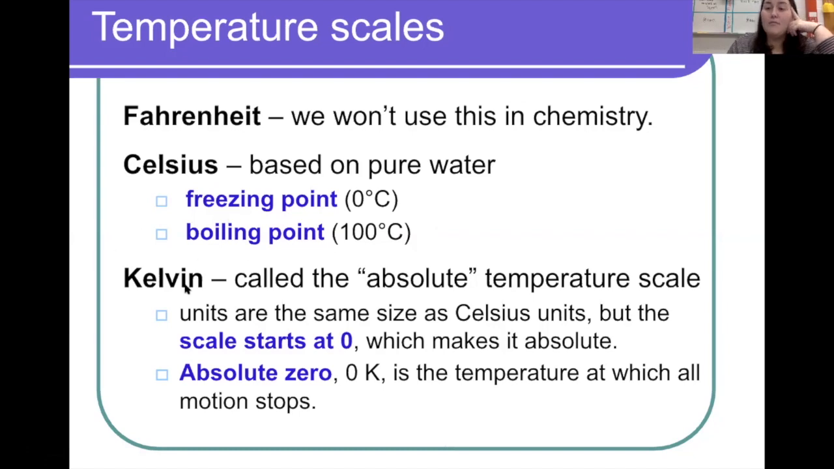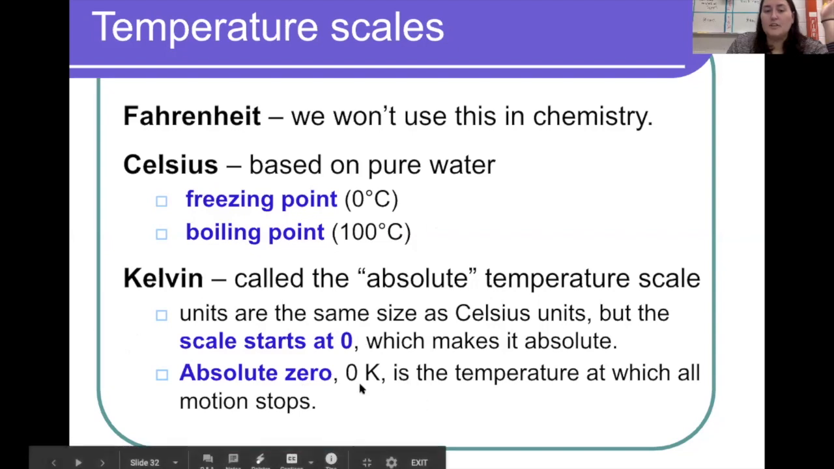And then Kelvin, which is what we use in science, is called the absolute temperature scale. It's the SI metric version of temperature. These units are the same size as Celsius units, but the scale starts at a different place. It starts at 0, meaning that it's absolute.